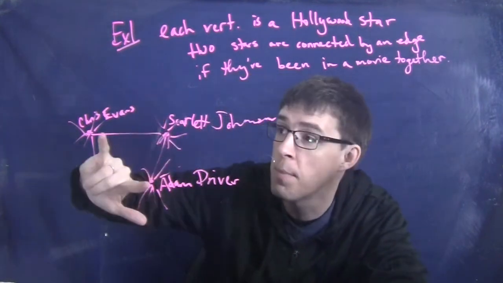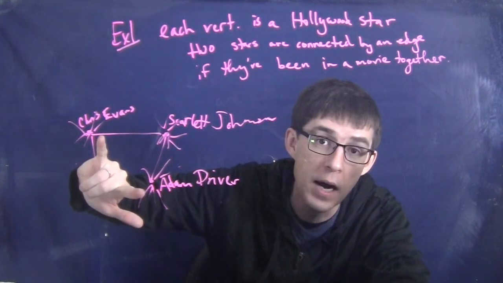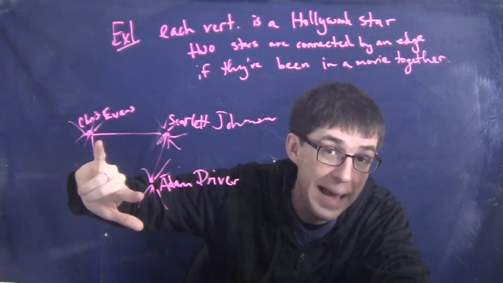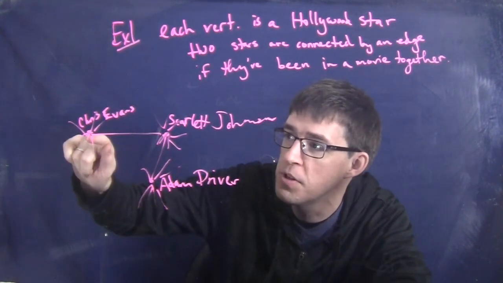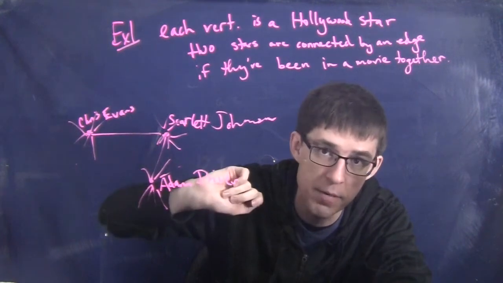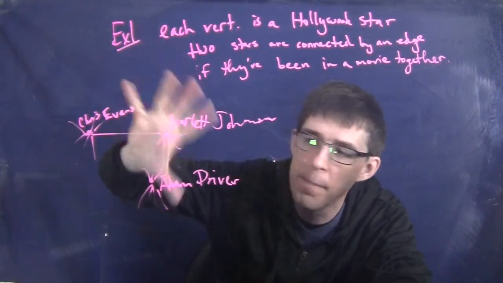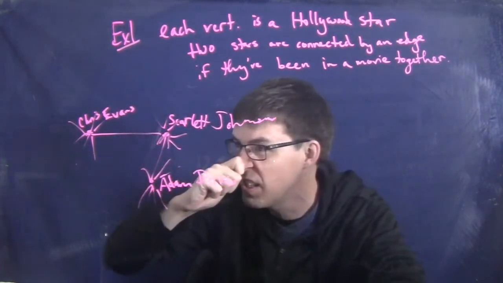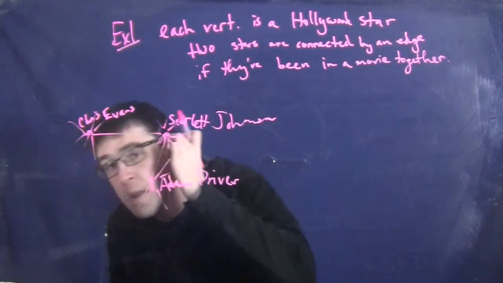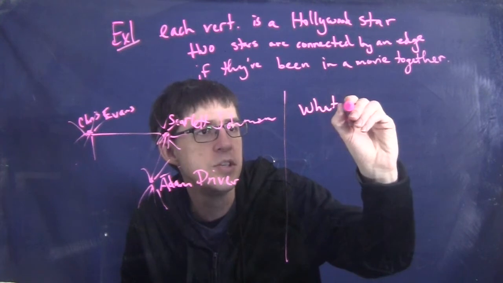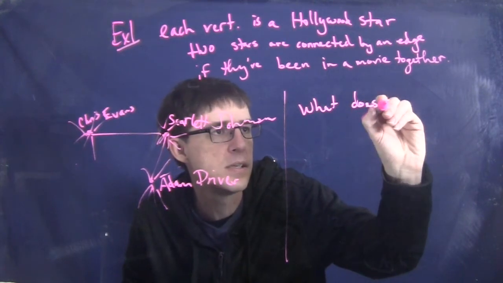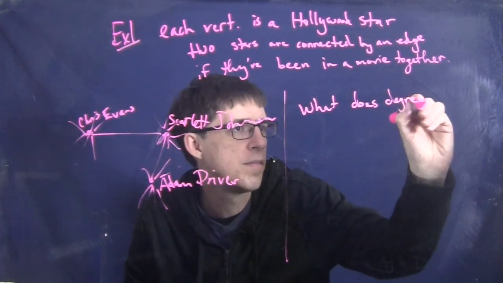But actually, I looked this up. Chris Evans and Adam Driver have not been in a movie together as of March 2020. And so there is no edge from Chris Evans to Adam Driver, right? No edge there. But there are many edges, many other vertices in this graph, okay? Can we think about what the degree represents in this graph?